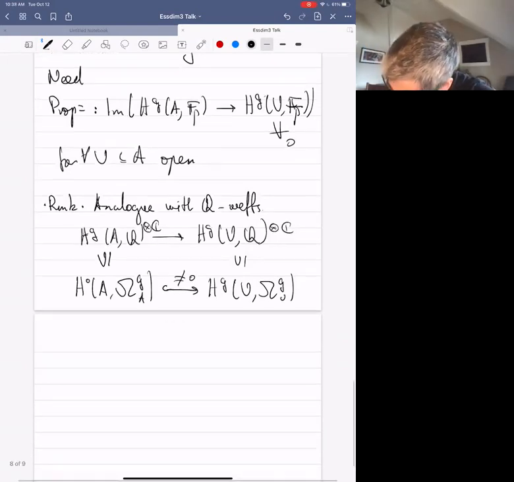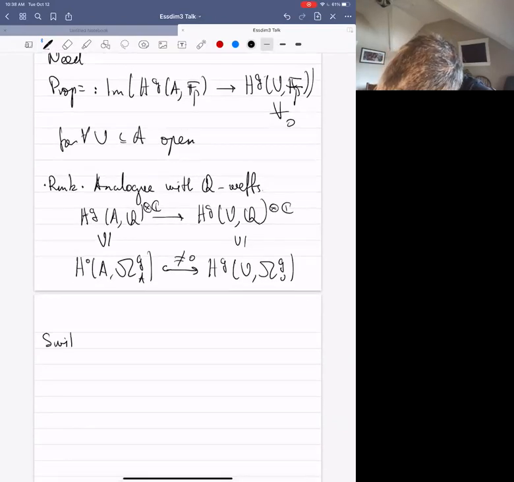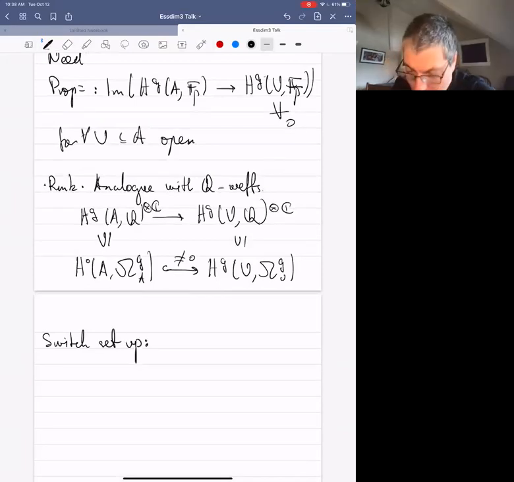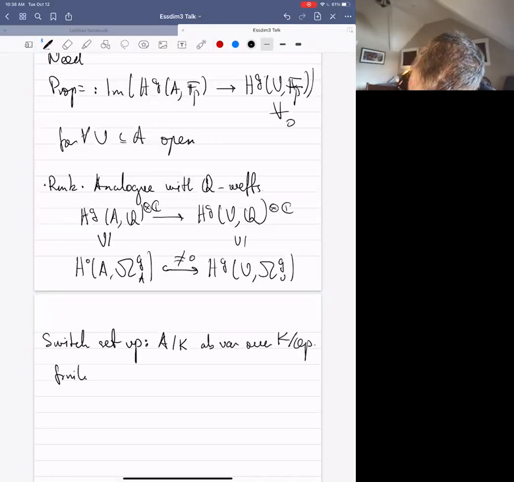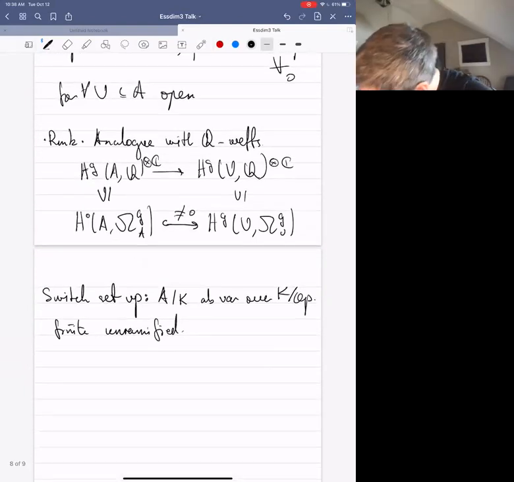Okay, now I'm going to switch setup a little bit. So I'm always kind of moving these abelian varieties around. So what you have to believe is that you can go from one setup to the other setup. That's kind of more standard. So now let's switch setup. So A over K now will be an abelian variety over K, where K over Q_p will be finite and unramified. And we're going to also assume that A has good reduction.